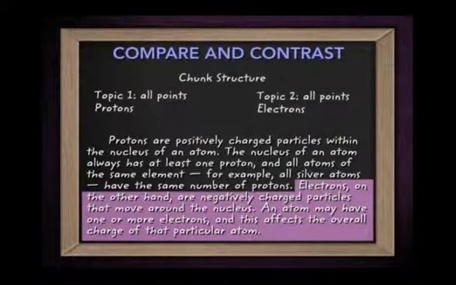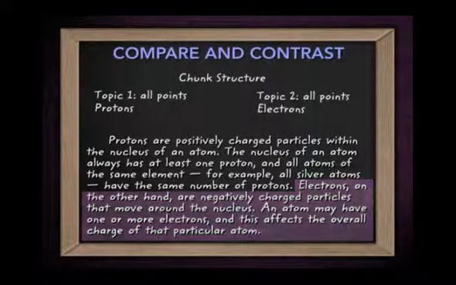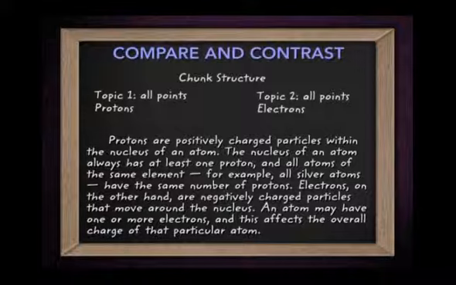Electrons, on the other hand, that's my transition, are negatively charged particles that move around the nucleus. An atom may have 1 or more electrons, and this affects the overall charge of that particular atom. So I've got all protons, all electrons, so I've got the chunk method. What I'd like you to do now is to rewrite this paragraph as a point-by-point development. Decide which version you like better and why. Then come back.